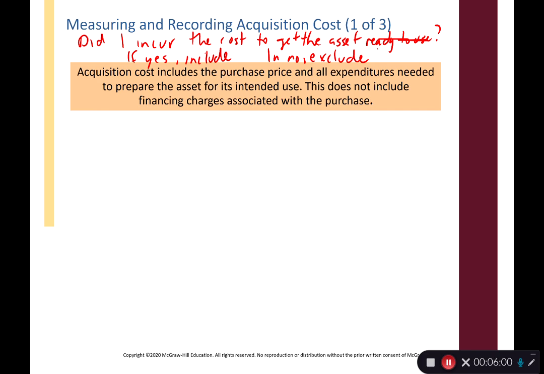So to summarize, the purchase price is a common item that gets included. Shipping cost included.